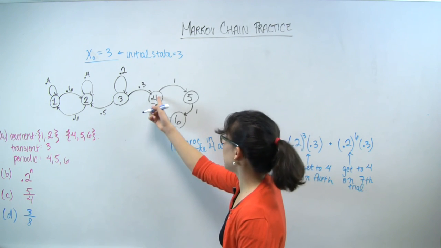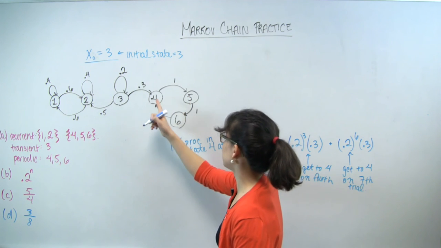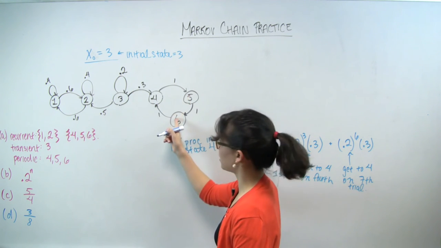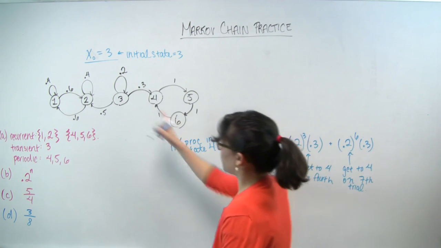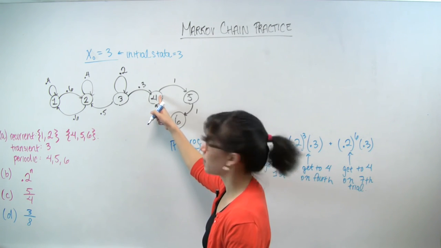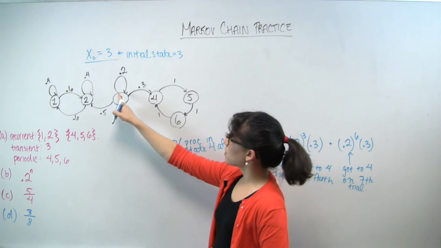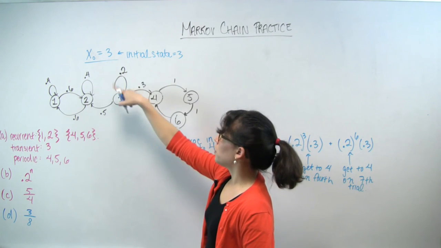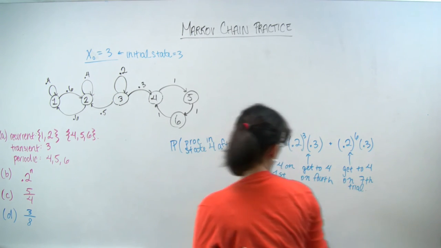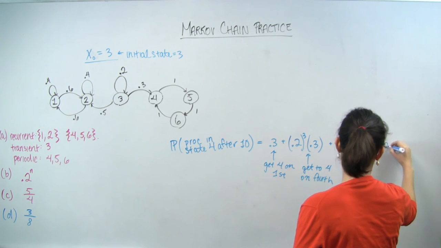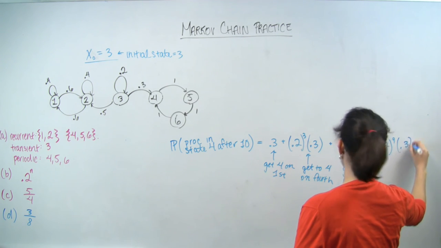So if you got here on 8, you go 9, 10, 11. Oops, sorry. If you're here on 8, you go 9, 10. You don't work. Similarly, 9 doesn't work, but 10 does work. You could, of course, transition to 4 on the 10th trial. And that happens if and only if you go here, you self-transition on 3 9 times, and then you go here on the 10th. So that gives us plus 0.2 to the 9 times 0.3.